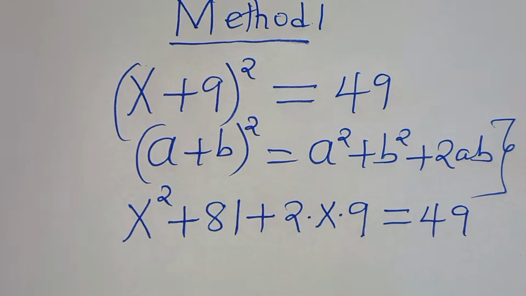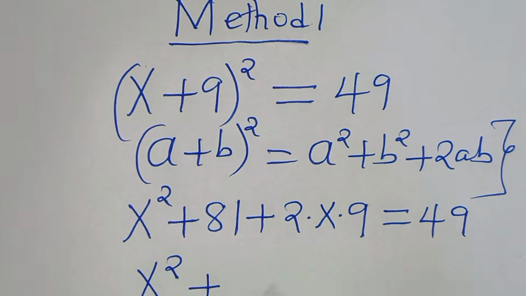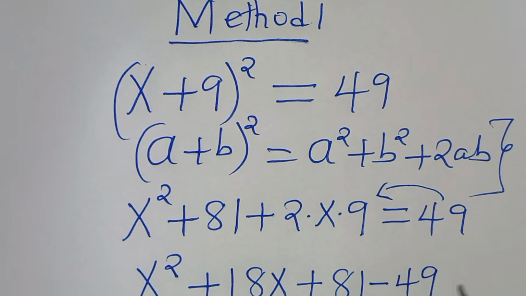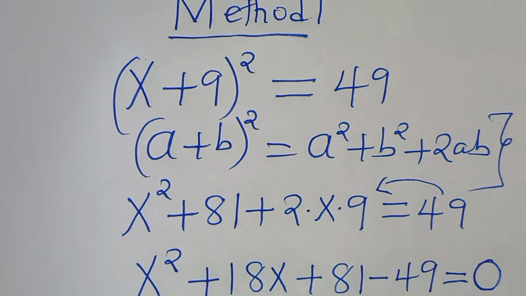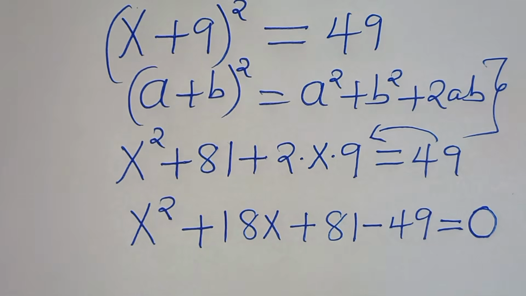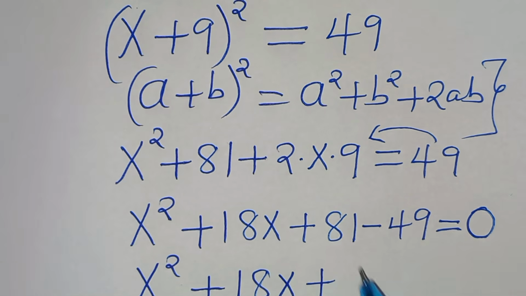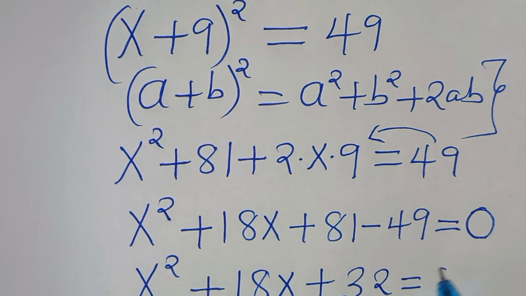The next step is that we have x^2 plus 2 times x times 9, which is 18x, then plus 81. Let's take 49 to the left hand side, so minus 49. This is equal to 0. Now we have x^2 + 18x, plus 81 minus 49, which is the same thing as plus 32. This is equal to 0.